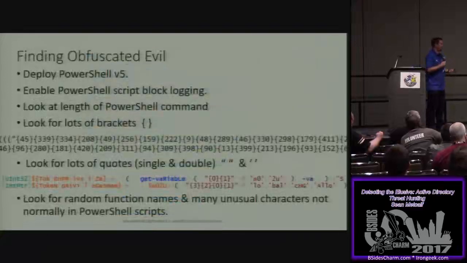Well, we get PowerShell v5 out, we enable script block logging. We can look at the length of the PowerShell command because obfuscation is going to add a whole lot of extraneous characters to it and symbols in order to do the obfuscation. Look for brackets, look for lots of quotes. There's a lot more of these than you would typically see in your normal PowerShell code. And we can look for other things that are like random.